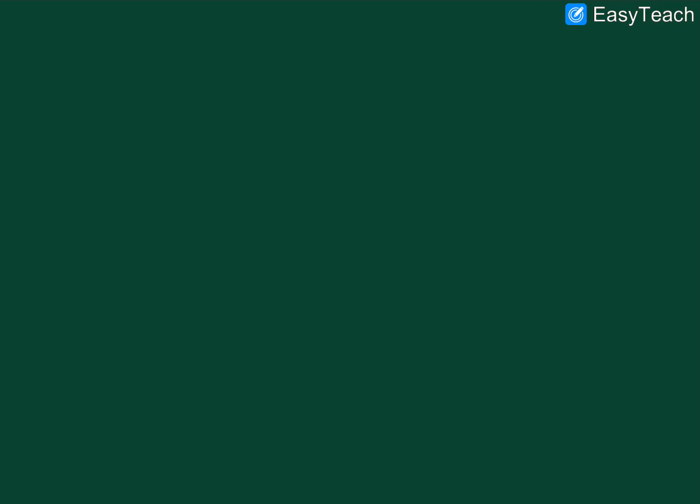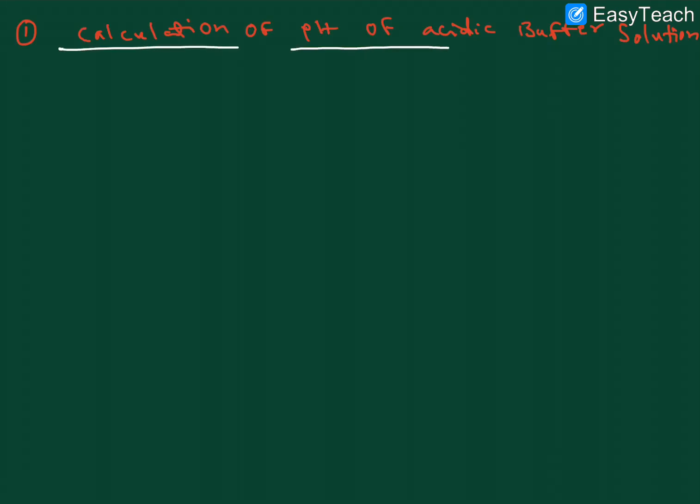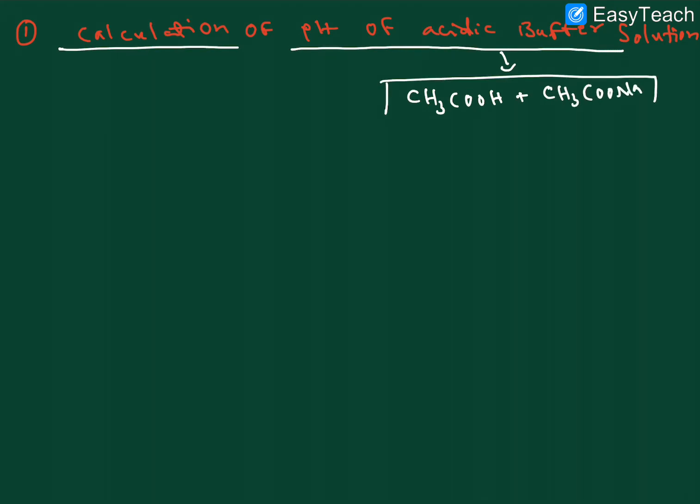Then next one, calculation of pH of acidic buffer and basic buffer. How to calculate the pH of basic and acidic buffer? Let me explain here. Calculation of pH of acidic buffer solution, right? Generally, an example for acidic buffer solution is acetic acid plus sodium acetate. This is the best example for the acidic buffer solutions, right? I hope it is clear. Generally, pH is affected only by the acids or bases. The salts won't affect it. So now we are taking this.